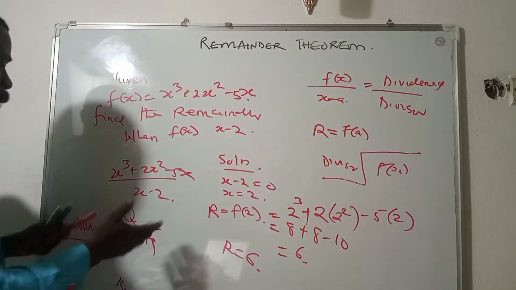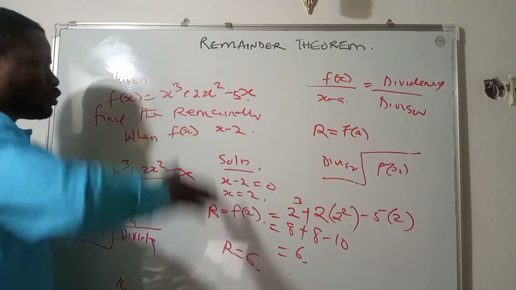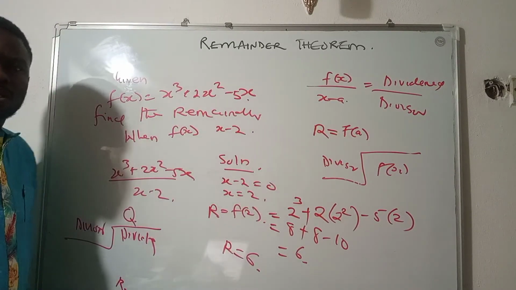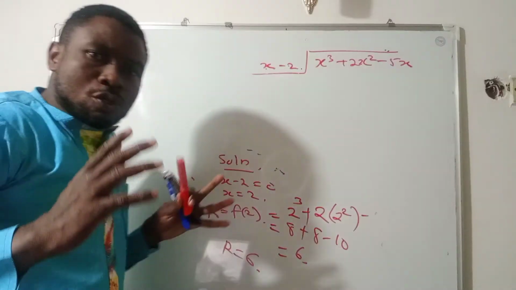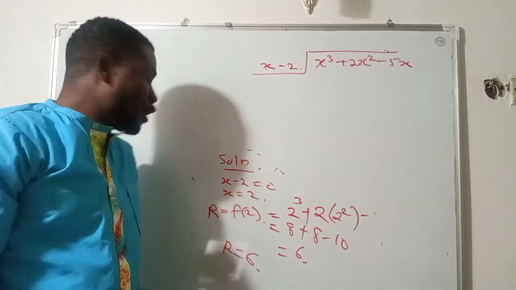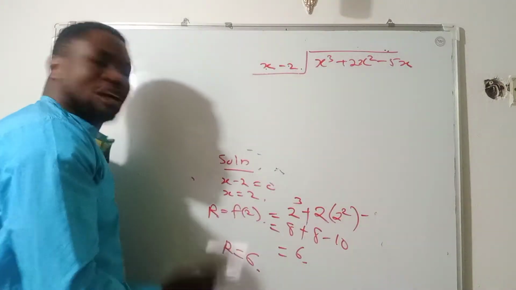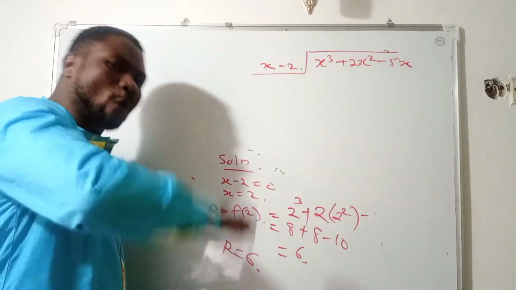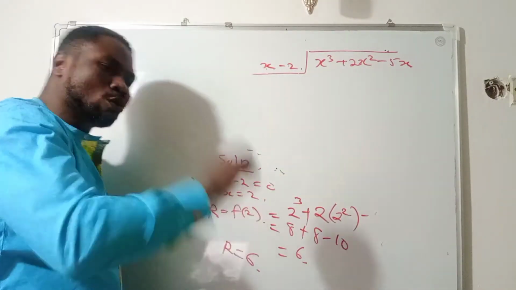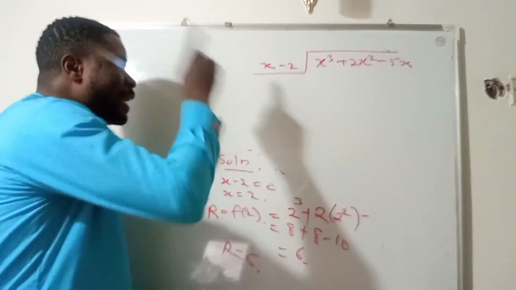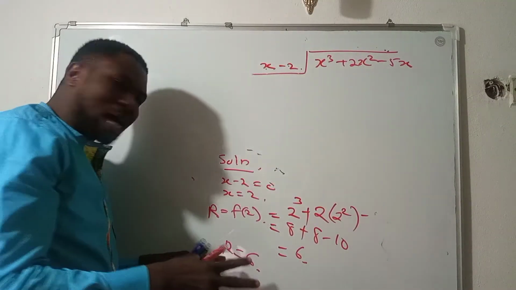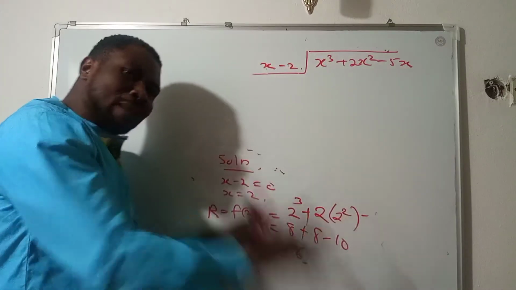Hence, the remainder is equal to 6. Now, if we were to use the long division method to divide this, the final answer would definitely be 6. Let's see. So, using the Remainder theorem, we've gotten the answer to be 6. The question requested us to find the remainder when this is divided by x plus 2, and the answer is 6.